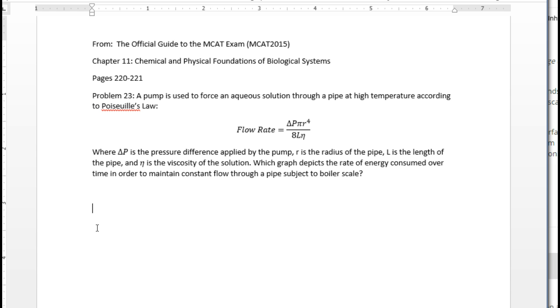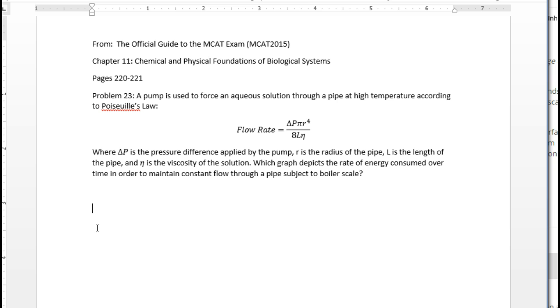The flow rate is the change in pressure, or the pressure applied by a pump, times pi times the radius of the pipe to the fourth, divided by 8 times the length times the viscosity of the solution, eta. And the question is, which graph depicts the rate of energy consumed over time in order to maintain constant flow through a pipe subject to boiler scale?